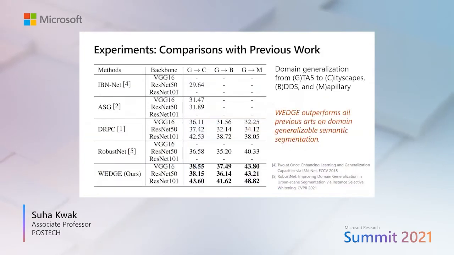We first quantitatively compare our method with the previous work on domain generalization. In this experiment, the models are trained on the GTA5 dataset, the synthetic dataset, and tested on 3 real image datasets, Cityscapes, BDD, and Mapillary. We also evaluate their performance while varying the backbone architecture of their segmentation networks. As can be seen in this table, our method outperforms all the competitors in every combination of backbone and tested dataset.